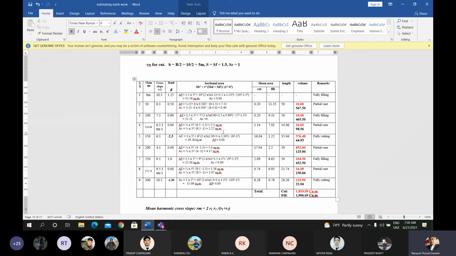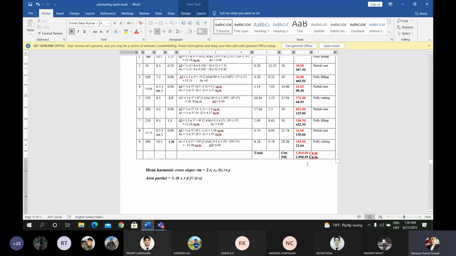For the partial case, if the depth is given as cutting depth, then the area of cutting will be bigger. So take the positive sign for cutting and the negative sign for filling. In this way you can use the partial case formula by yourself. Do it by yourself. Add up all the cutting volume as well as the filling volume. You will get the total volume of 1819.01 cubic meters and 1906.16 cubic meters.